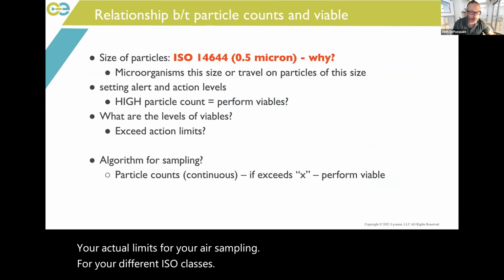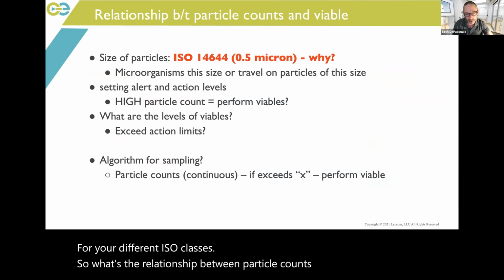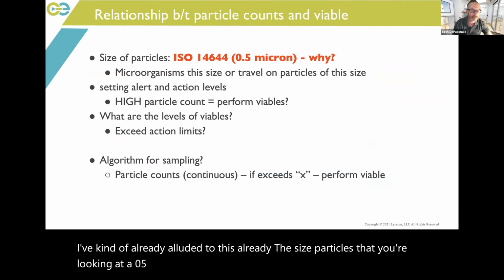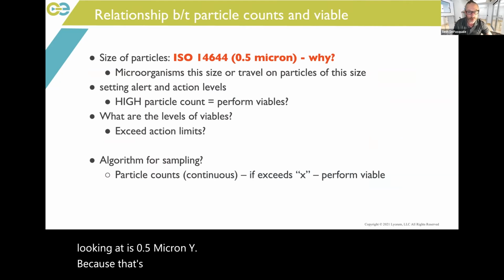So what's the relationship between particle counts and viable air sampling? I've kind of already alluded to this. The size particles that you're looking at is 0.5 micron. Why? Because that's the size that microorganisms usually travel on.